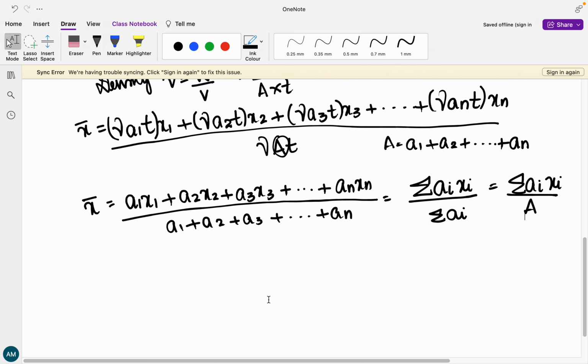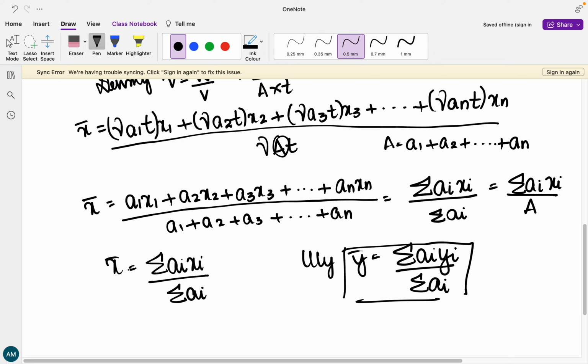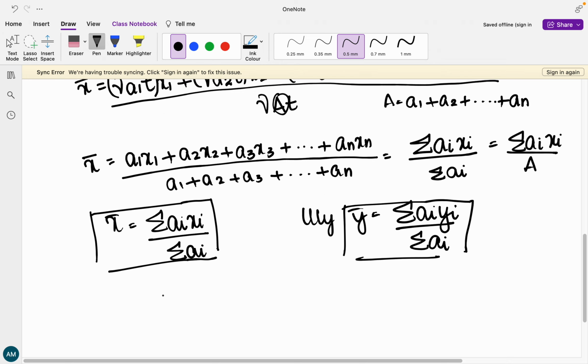This is the centroid. This centroid is along the x-axis, so x bar is equal to summation AIXI divided by summation AI. Similarly, if you consider y bar, it is going to be summation AIYI divided by summation AI. These are the common formulas that are used for determination of centroid.